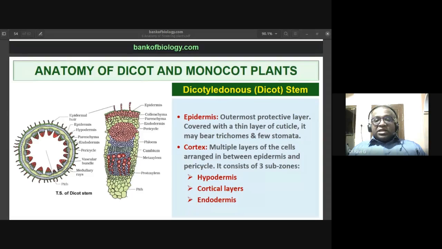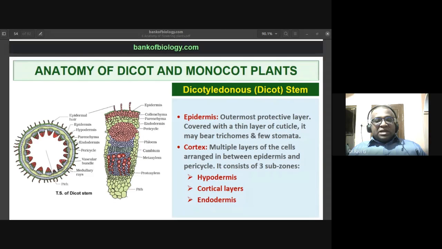The cortex is the region below the epidermis. Multiple layers of cells are arranged in the cortex, which is in between the epidermis and pericycle. It consists of three subzones. The first is the hypodermis zone, then the cortical layers, and the endodermis. The innermost layer of the cortex is the endodermis. So that you have to remember. What is cortex? The region below the epidermis and above the pericycle, we call that the cortical region.